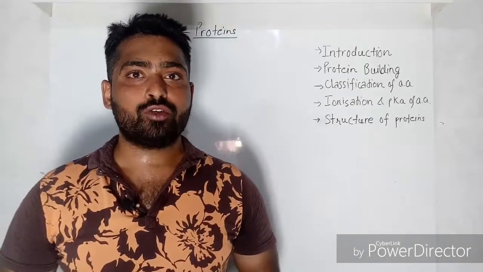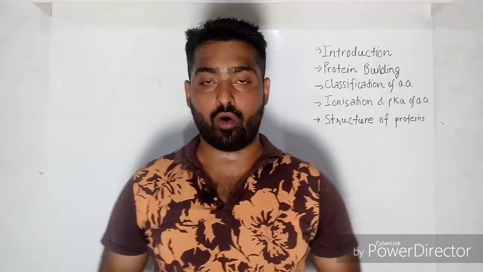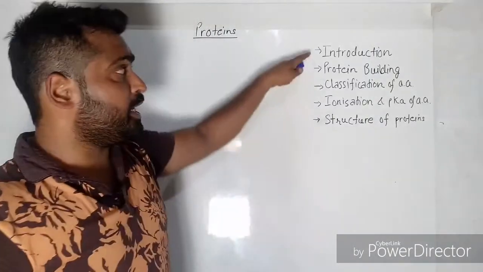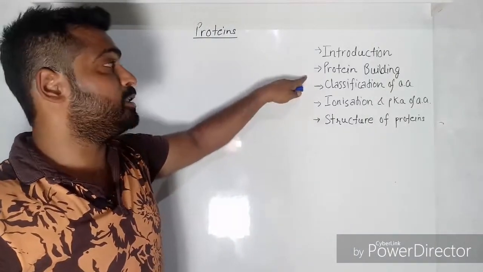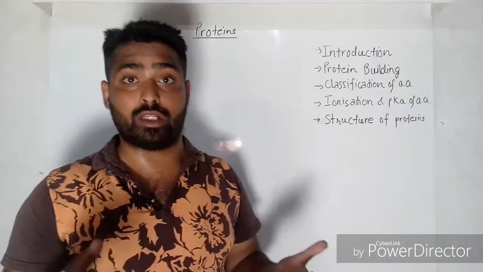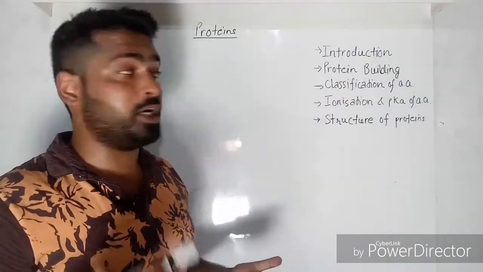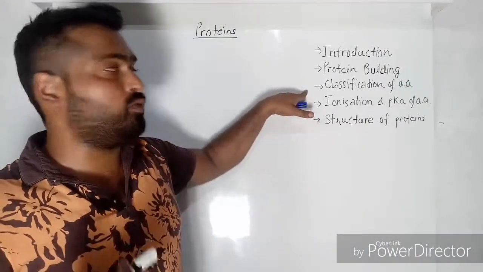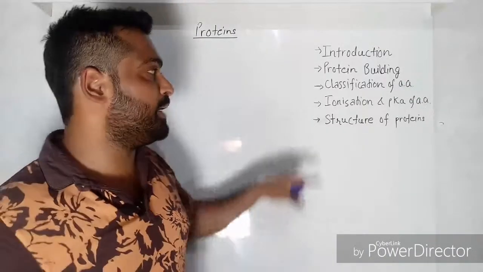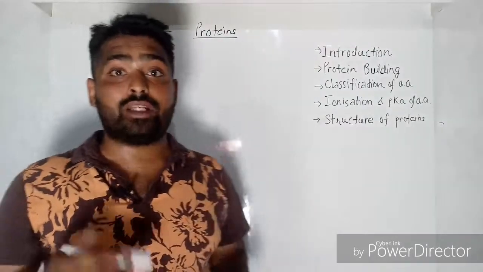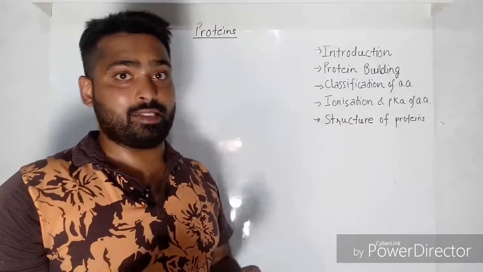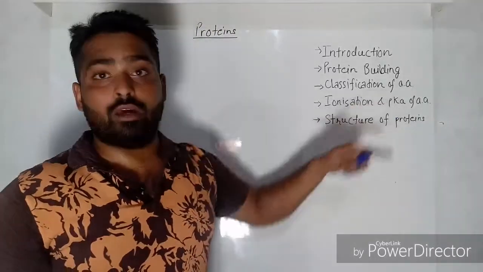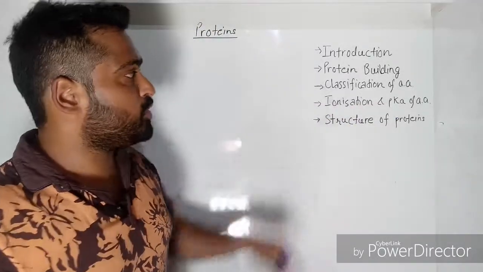Welcome friends, we are going to start a new lecture series on the topic of proteins, and in this course we are going to discuss the introduction to proteins, then the protein building, that is how the proteins are built using the building blocks, that is the amino acids. Then we will move to the classification of amino acids, that is the division of the amino acids, and then the ionization, how these amino acids are ionized when we put them into the solution, and then the pKa value of the amino acid. This is very important.